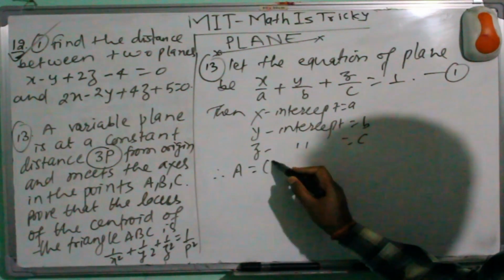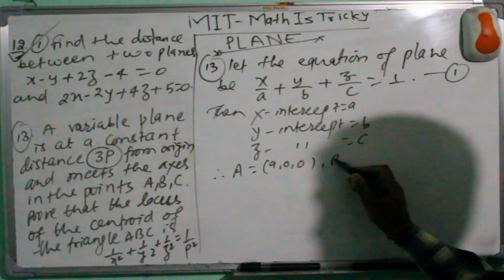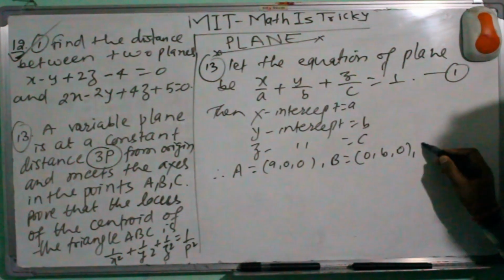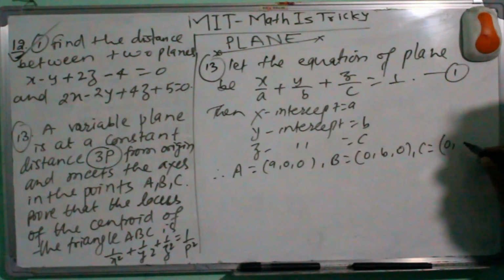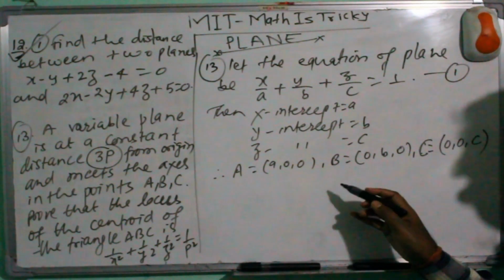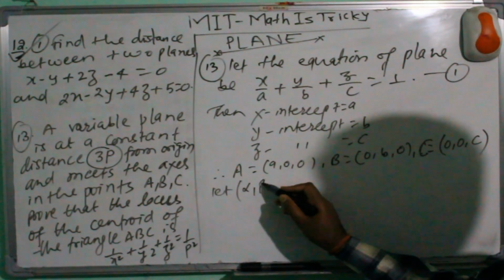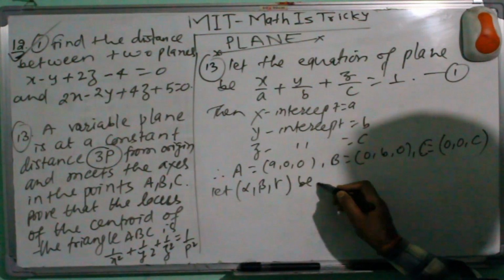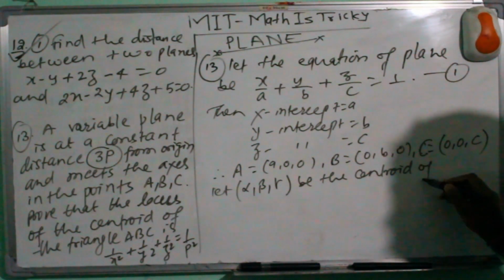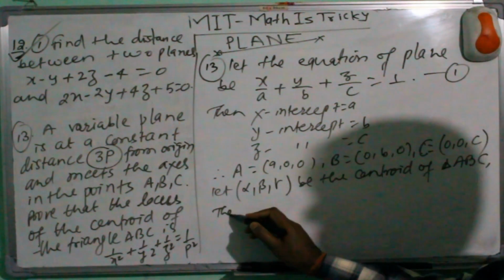So we can write here A equals (a, 0, 0), B equals (0, b, 0), and C equals (0, 0, c). Okay, the coordinates of A, B, C are these. Let alpha, beta, gamma be the centroid of triangle ABC. Then what can we write here?